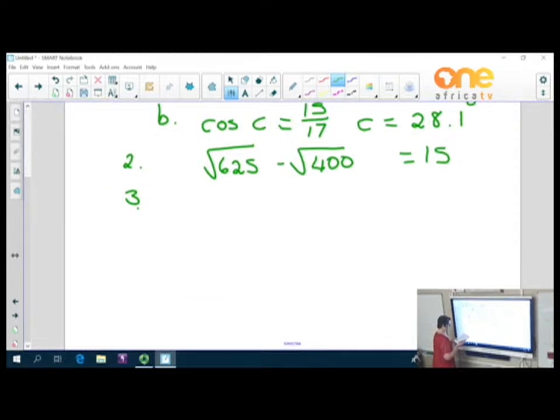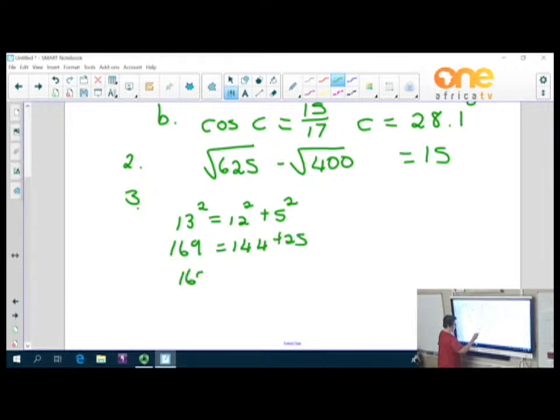Again, we've got a right angle triangle there. Explain why ABC is right angled. Now we do that by using Pythagoras. We must show that Pythagoras is working. That's how we can show that it's a right angle triangle. So this is 169, which is 144 plus 25. And then we get that 169 is equal to 169. So Pythagoras is working. We test it.